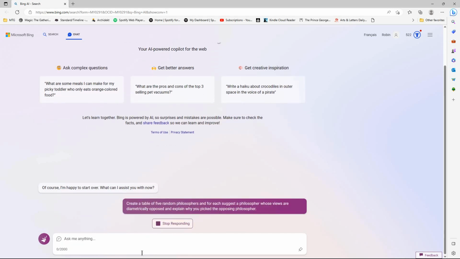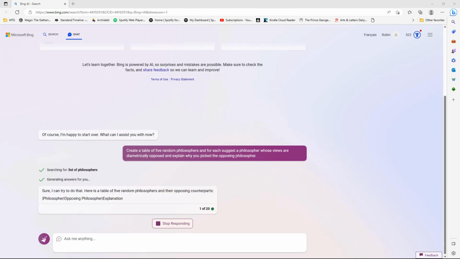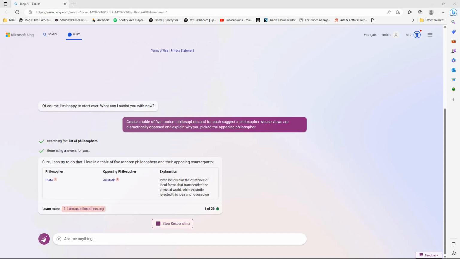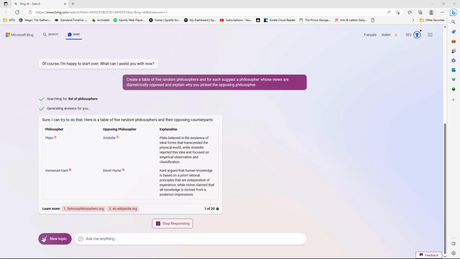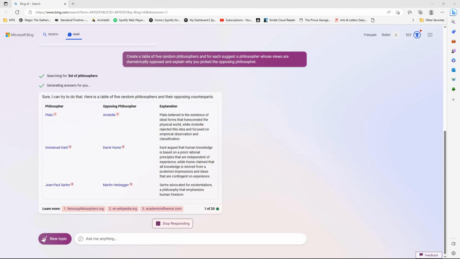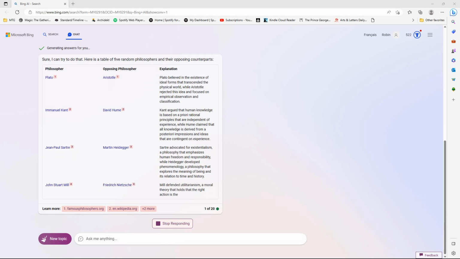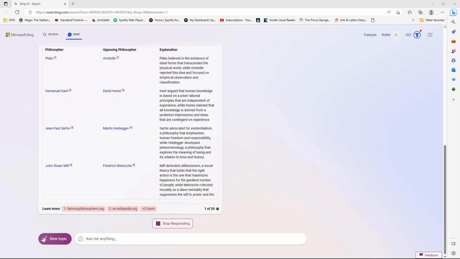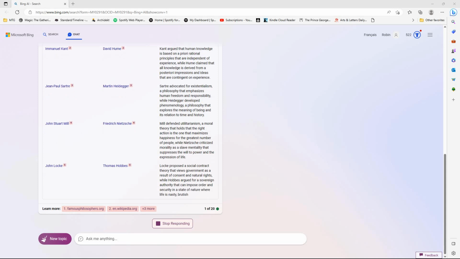Now, of course, one thing you could do here is just list 5 philosophers and say, please suggest 5 philosophers who are diametrically opposed to these philosophers. We've got Plato and Aristotle, Immanuel Kant and David Hume. Now, some of these may be contemporaneous with one another. They may have overlapped. And they may well be well known as adversaries or engaging in conversation with each other.